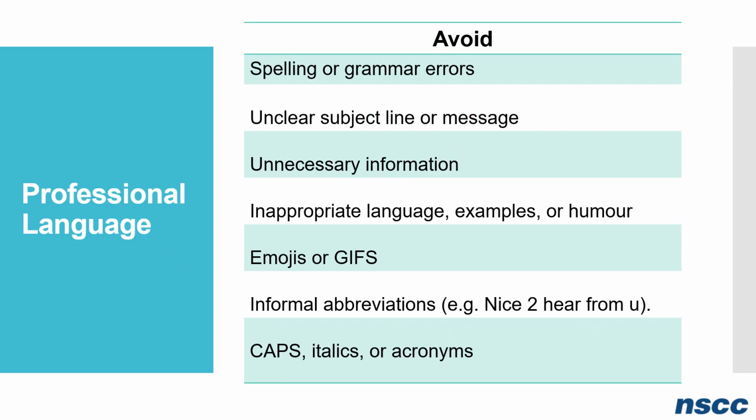These are some things we should avoid or not do when writing professional emails. Avoid spelling or grammar errors. Don't use an unclear subject line or message. Avoid unnecessary information, inappropriate language, examples, or humor, emojis or GIFs, informal abbreviations, for example, nice to hear from you, using the digit 2 and the letter U instead of the full word YOU, and avoid all caps, italics, or acronyms.